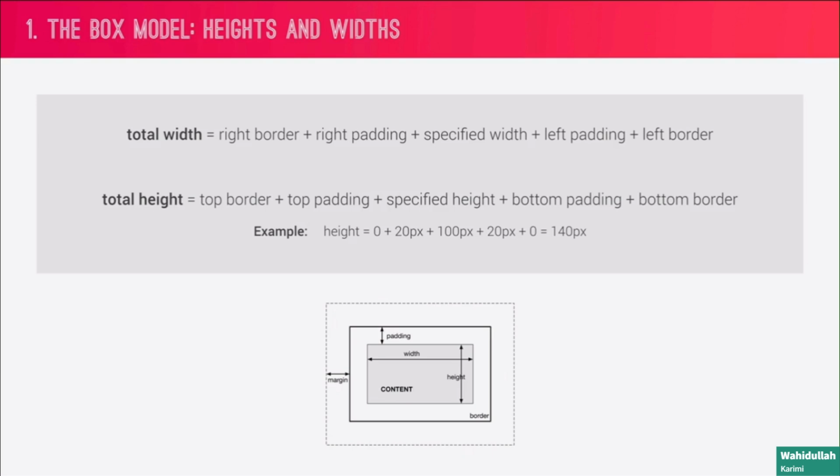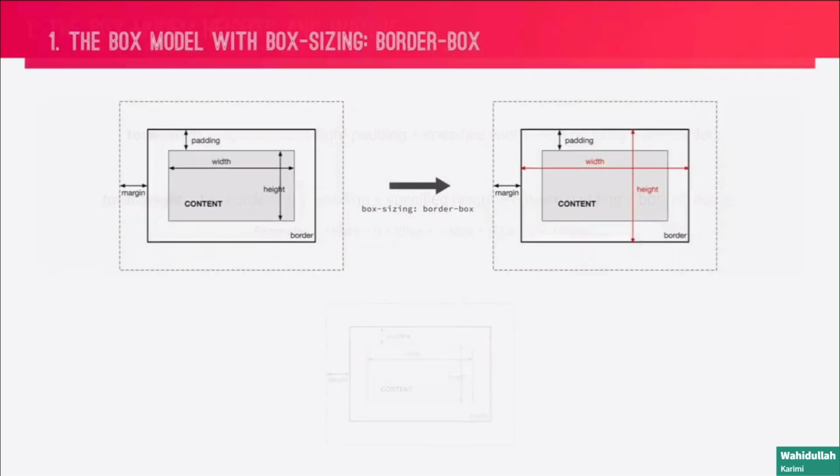Suppose we define the height for an element of 100 pixels and a padding to the top and bottom of 20 pixels. So the final height, as displayed on the website, would be 140 pixels. This means that whenever we define a width or a height of a box, the padding and border get added to what we defined. But that doesn't sound very practical, right?